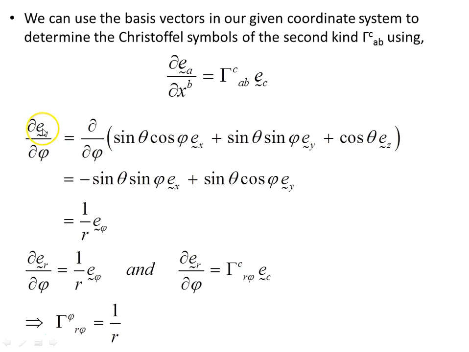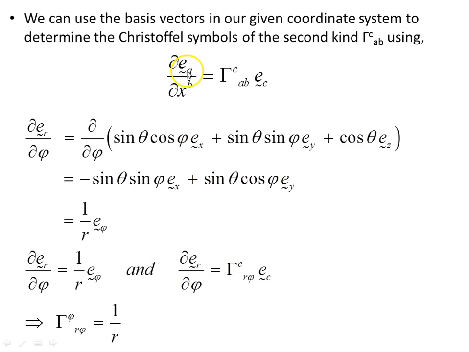So for example, the radial basis vector, take the partial derivative of that with respect to the coordinate phi. This is the basis vector in the radial direction, this object here, and the partial derivative with respect to phi gives us minus sine theta sine phi e_x plus sine theta cos phi e_y, and we note that that is 1 over r times the basis vector in the phi direction. So that's how the basis vector in the radial direction, when differentiating with respect to the phi coordinate, gives us this object here. And that tells us that the partial derivative of the basis vector in the radial direction with respect to phi gives us this object here, r and phi.